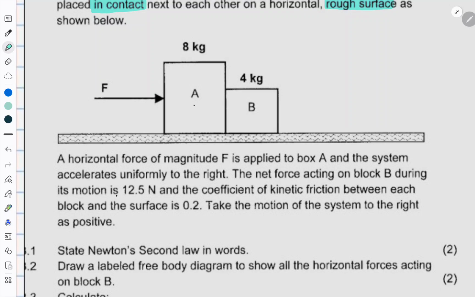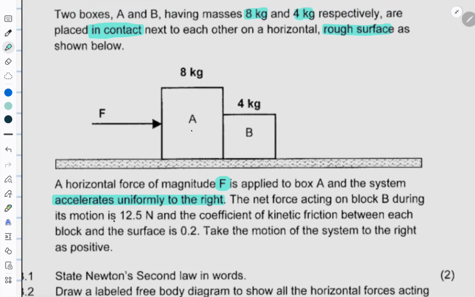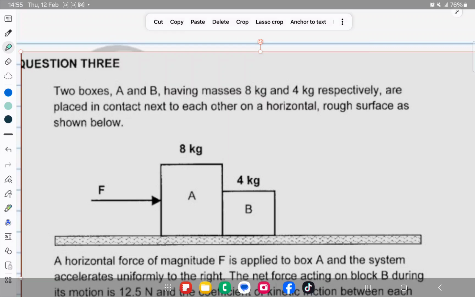And then there's a horizontal force of magnitude F that is applied to box A. Okay, that's also evident on our diagram. And then the system accelerates uniformly to the right. So now we can be sure that this friction that we have is in fact kinetic friction, because this system is actually accelerating, which means it's moving, right? And kinetic friction is associated with systems that are moving.